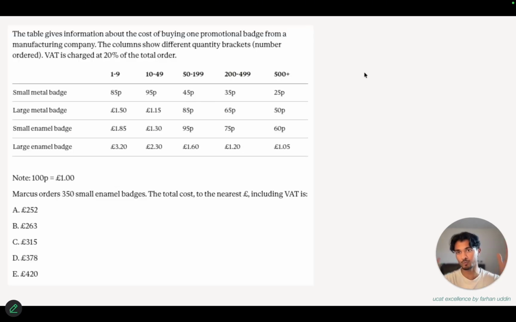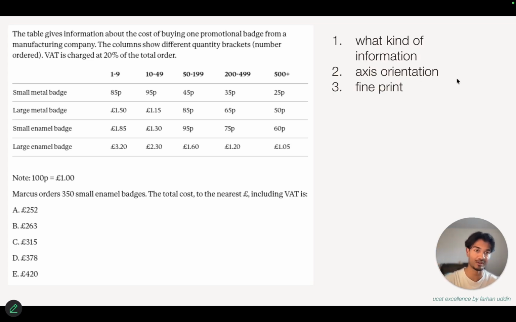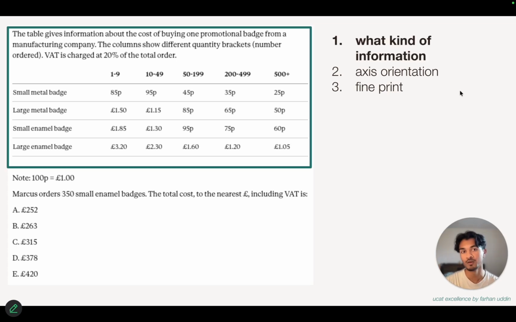Let's just say we've got a question up in front of us. What do I actually think about when I first look at a question? We break it down, the stem part, into 3 steps. What kind of information is it? The axis orientation, and then the fine print. So what kind of information is this? At a broad level, it's a question telling me about ordering badges. We've got the number of badges and the price per badge.